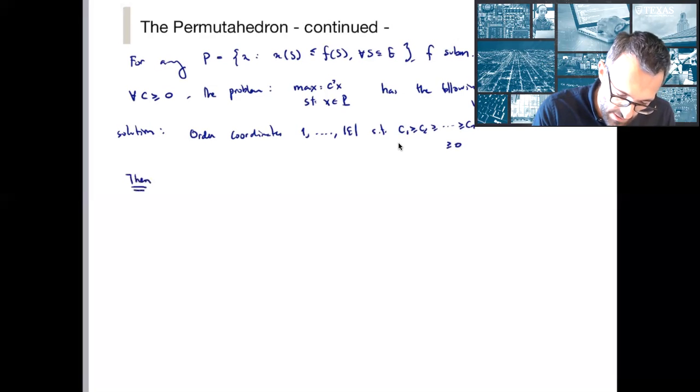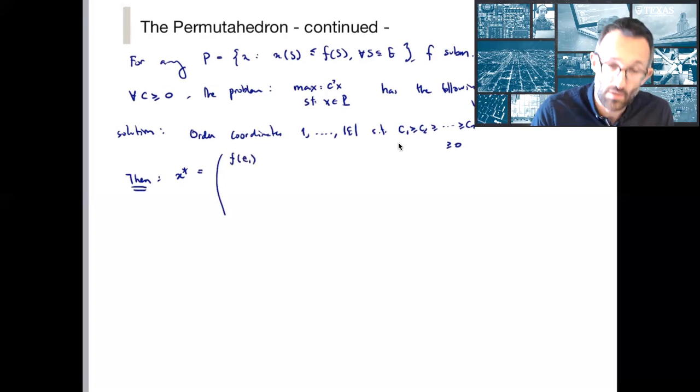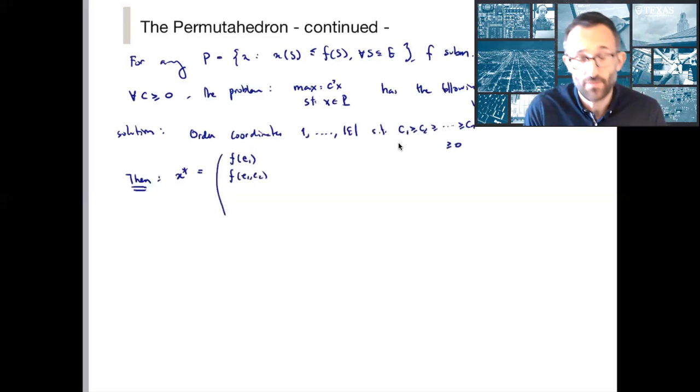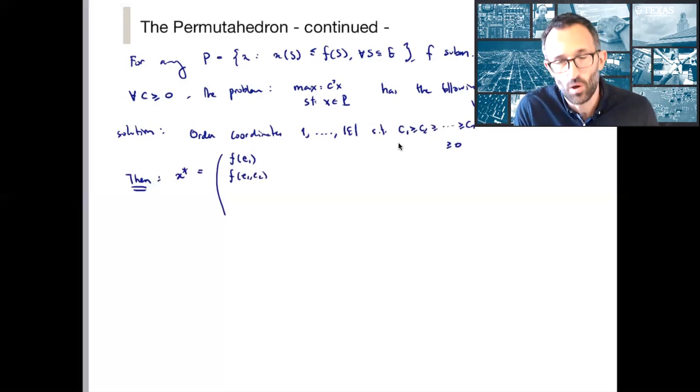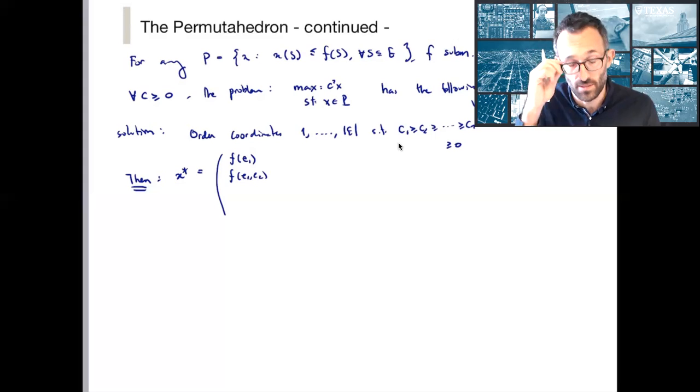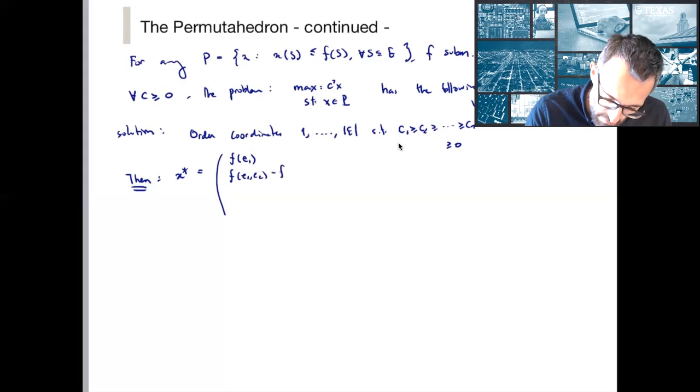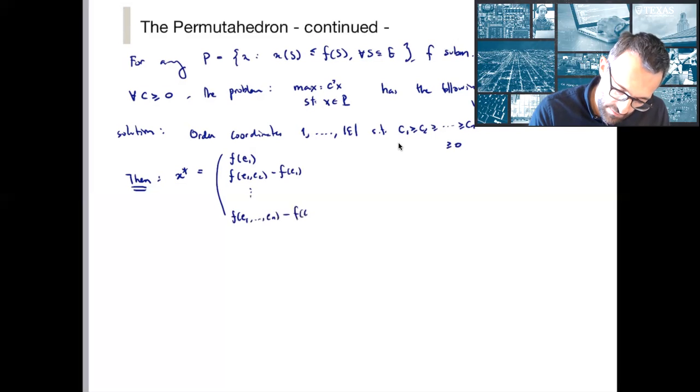Then, and I'll leave this as an exercise, the optimal solution to the LP has a first coordinate that's equal to f of {E1}. Second coordinate, which is equal to f of {E1, E2} minus f of {E1}. Remember, f is our set function, so f of {E1} is our set function evaluated on the set that contains only this first element. And so on. The last coordinate will have value f of {E1 to En} minus f of {E1 up to En-1}.